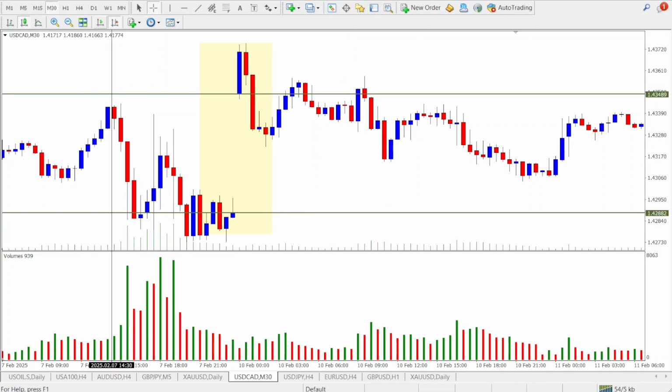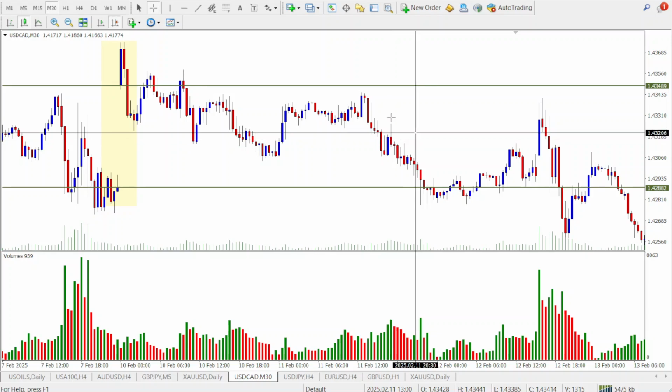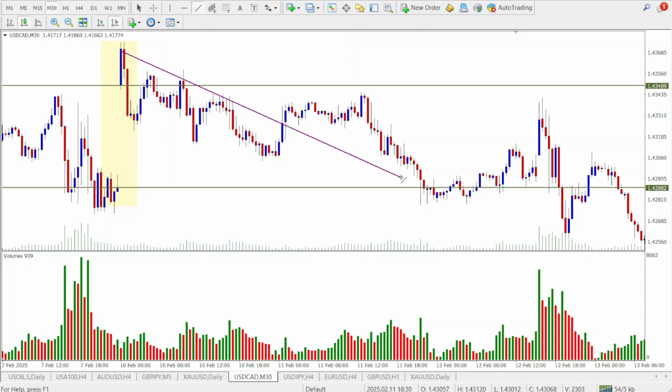Now, when there is a gap, the market often retraces. Can you see that after this gap happens, the price kept on coming down until it filled up this gap? So you can actually trade the gap fill by waiting for the price to move back toward the gap and enter on retracement.